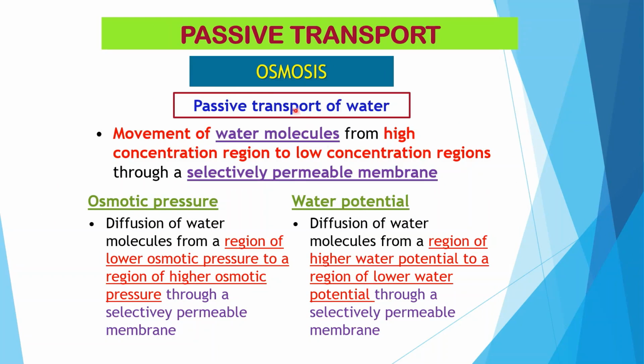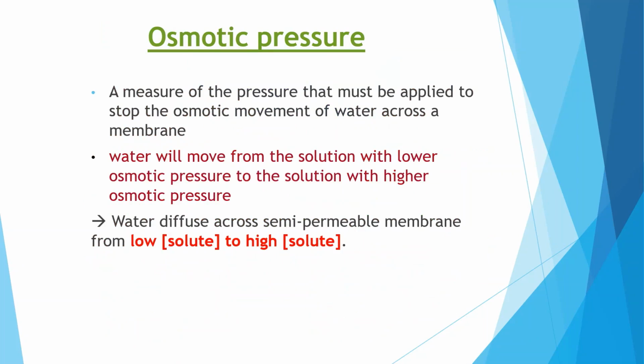Osmosis means the movement of water molecules from a high concentration region to a low concentration region down their concentration gradient through a selectively permeable membrane. If there is a high water concentration, there is a high water potential, but the osmotic pressure is low. Osmotic pressure is a measure of the pressure that must be applied to stop the osmotic movement of water across the membrane. So the water will move from the solution with low osmotic pressure to the solution with high osmotic pressure.